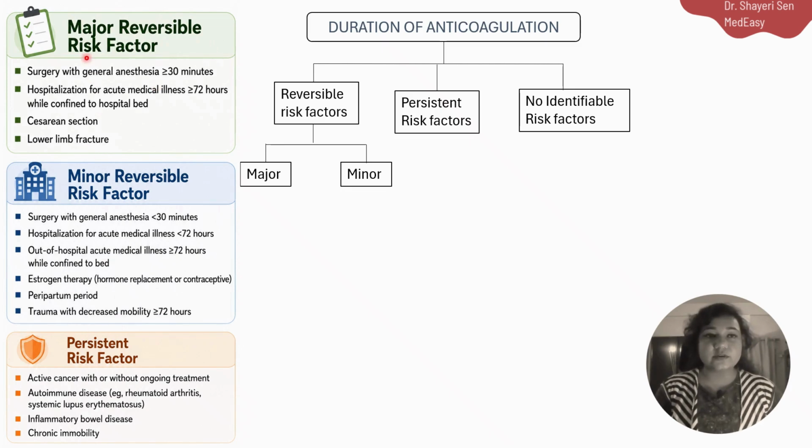Now, I'm not reading the entire thing. Just note the major reversible risk factors include surgery with a general anesthesia lasting longer than 30 minutes, or a hospitalization while confined to hospital bed for more than 72 hours, and so on. And minor includes the surgery with general anesthesia less than 30 minutes, or a hospitalization less than 72 hours, and so on. And persistent risk factors include persistent diseases like active cancer, autoimmune diseases, and so on, right? So, based on these, there is going to be a difference in the duration of anticoagulation.